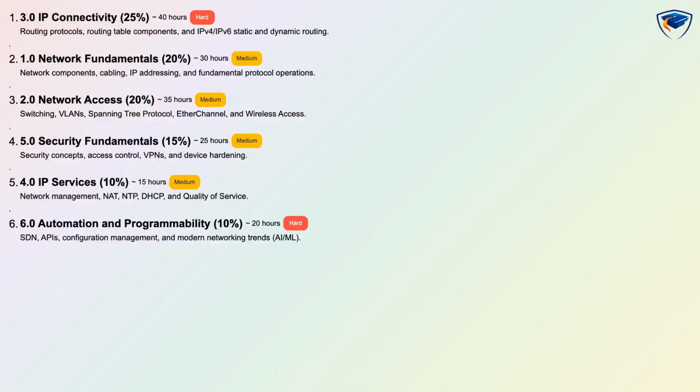Overview of the exam shows 6 domains with exact weights. 3.0 IP connectivity 25%, 1.0 network fundamentals 20%, 2.0 network access 20%, 5.0 security fundamentals 15%, 4.0 IP services 10%, and 6.0 automation and programmability 10%.